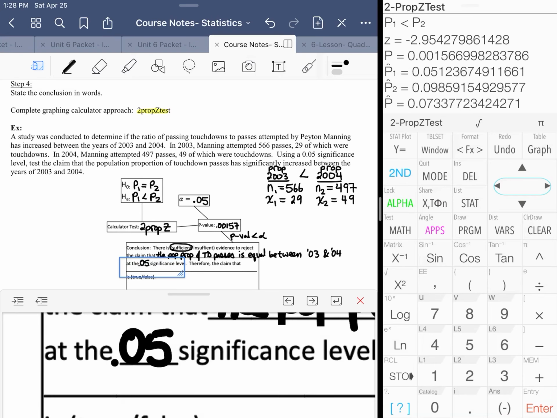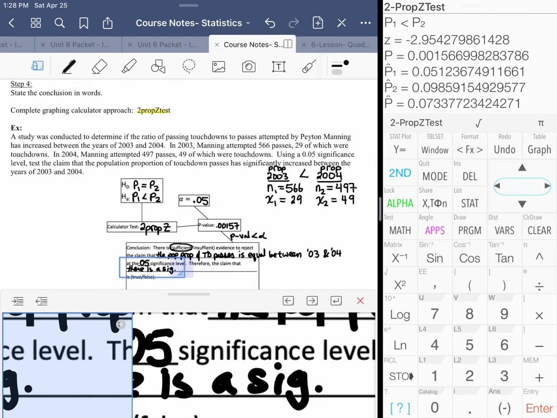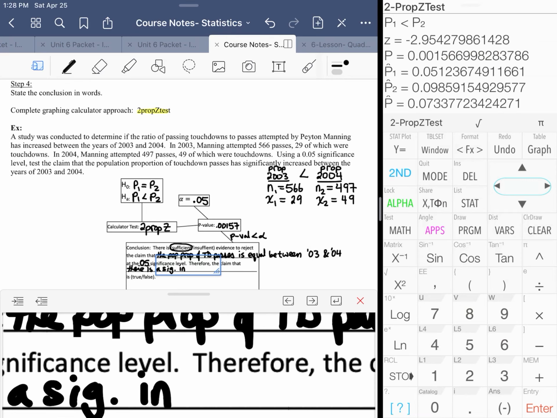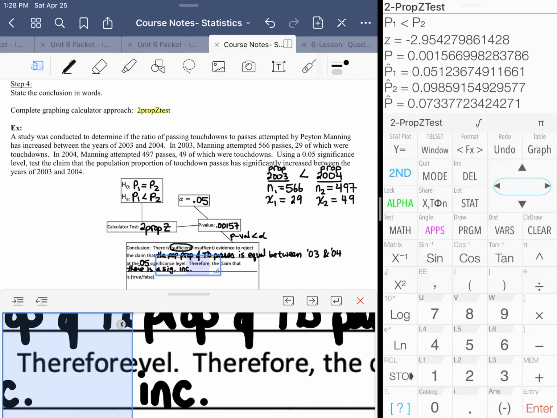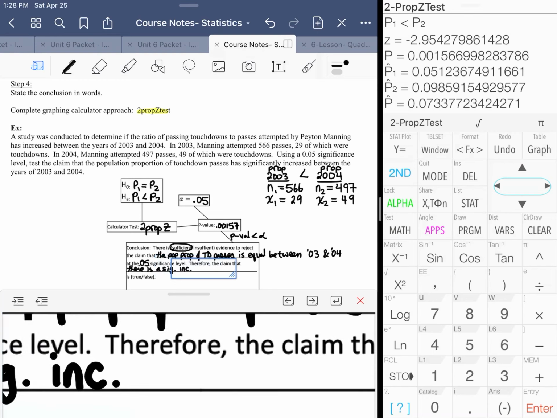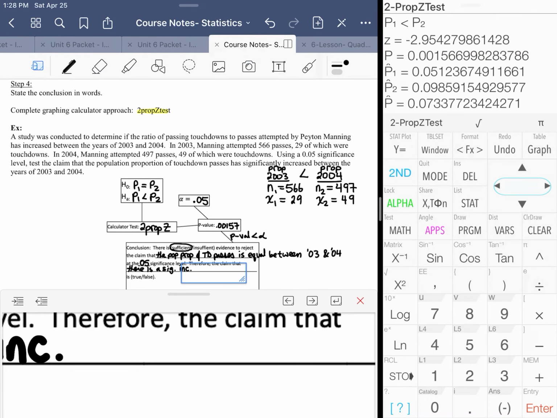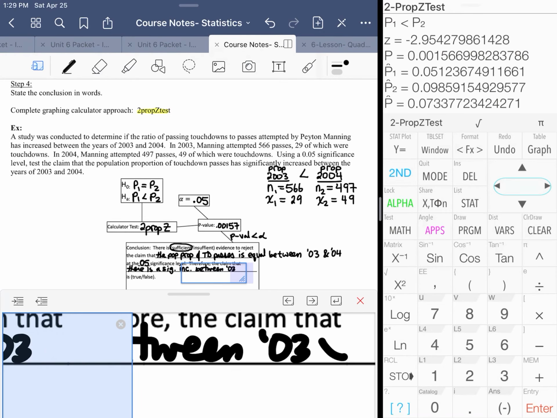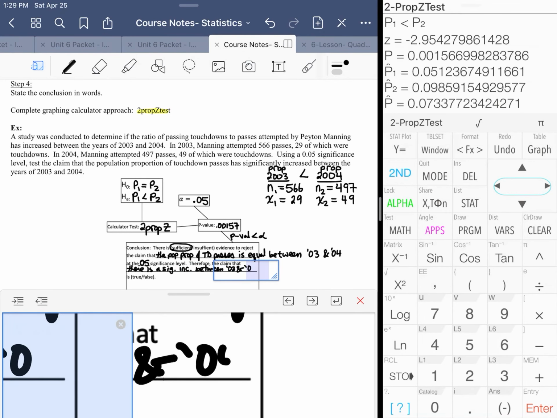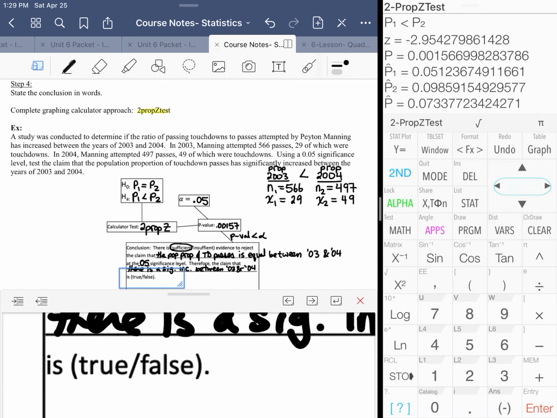At the 0.05 significance level, therefore the claim of a significant increase, so the word that's already in there, the claim that there is a significant increase, sig inc now, because as you write more and more of these conclusions, you start getting lazier and lazier. Understandable. And also, I'm going to run out of room if I write the full words. There is a significant increase between 03 and 04.